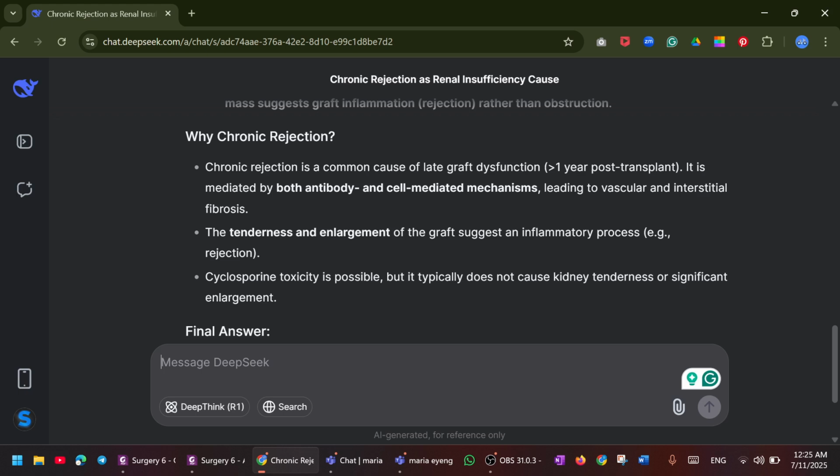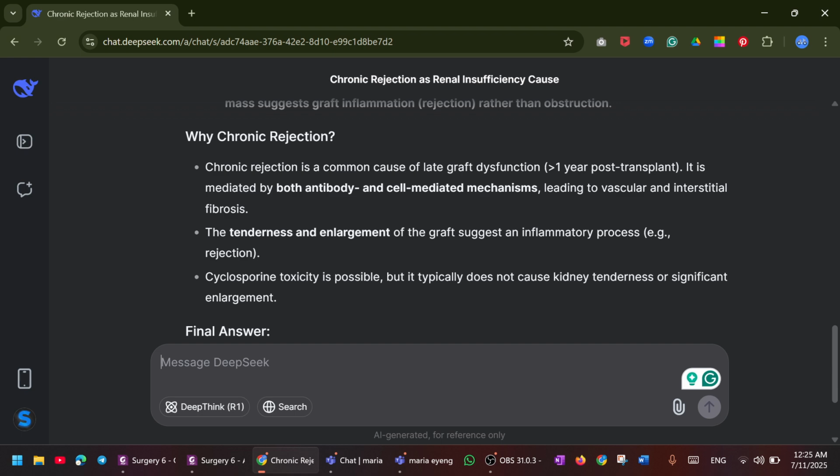Tender mass in the left iliac fossa. Left iliac fossa is the common site for a transplanted kidney. So I guess it's at the back. A tender mass here could indicate several issues, including a perinephric fluid collection, hematoma, or simply the enlarged and possibly inflamed graft itself. Serum creatinine concentration is increased. This gradual progressive increase indicates chronic renal insufficiency, graft dysfunction.